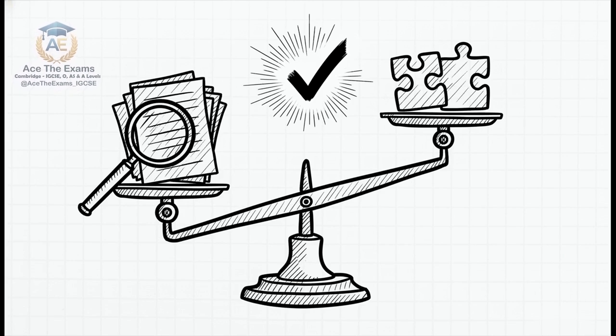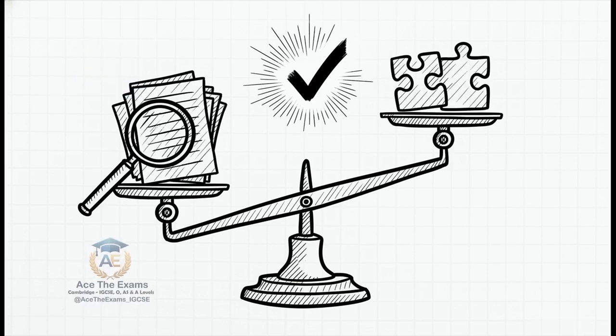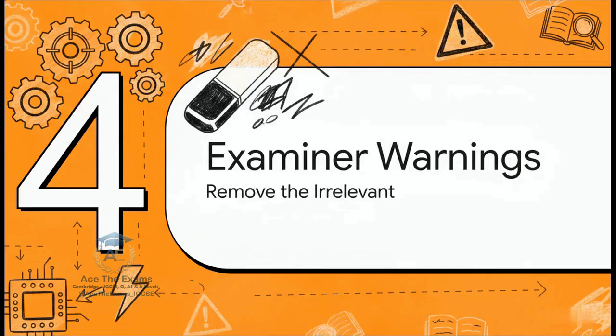Draw a firm conclusion about their relative importance. If the scenario is a real-time medical monitor, polling is too slow. Interrupts are life-saving. This is the absolute hallmark of logical, structured reasoning that gets the top grade. Section 4. Examiner Warnings. This is where we start aggressively chipping away the irrelevant and the incorrect.